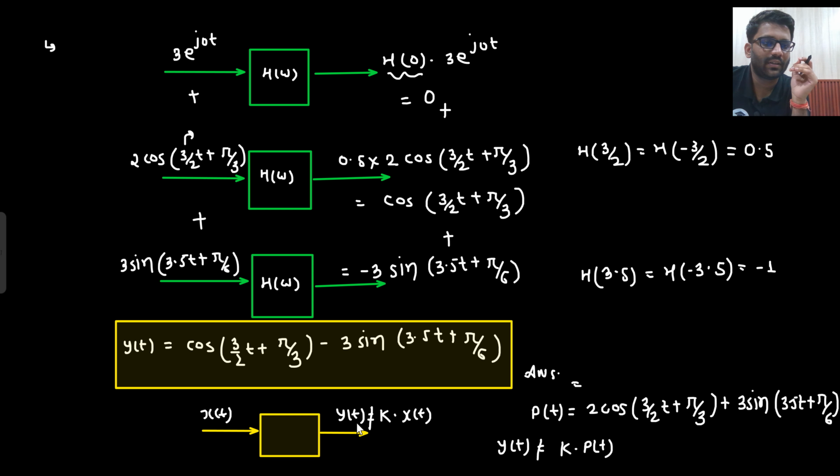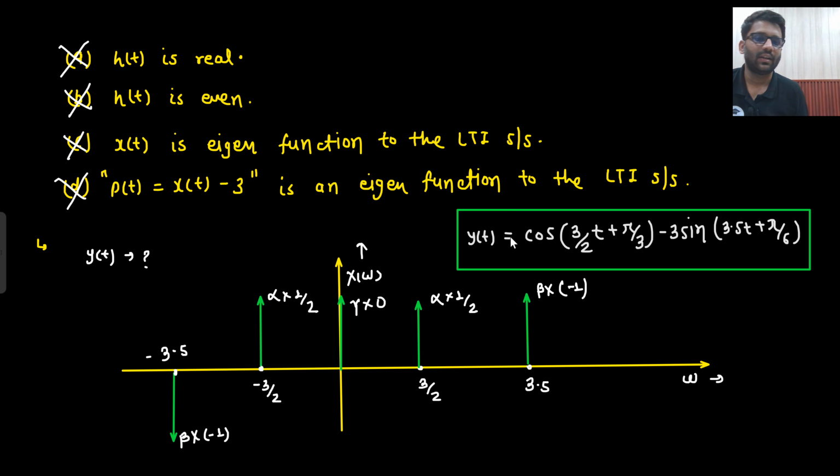Are you able to understand this point? I should be able to take out some constant value such that y(t) becomes a constant times p(t). Can you multiply any constant with this p(t) such that you get y(t)? No. If I multiply by 1 by 2, this term I will get, but here I will get 3 by 2, and here I should get minus 3. So there is no such k possible which will make k times p(t) equal to y(t). From here, what do you understand? That p(t) is also not an eigenfunction. So none of them is true. This is the end of our eigenvalue and eigenfunction discussion.